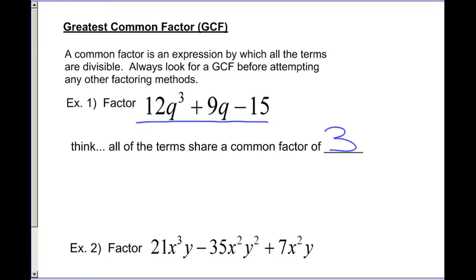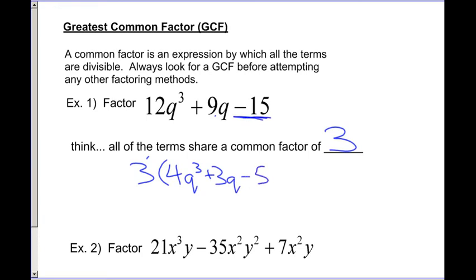They can't all be divided by q because 15 over here doesn't have a q, so you can't divide a q out of it. When we factor it, we put that 3 out front, and then we ask ourselves what would be left over. So if I took my 12q cubed and divided it by 3, I'd be left with my 4q cubed. 9q divided by 3 gives me 3q. So I'll write that over here. And finally, negative 15 divided by 3, that'll give me negative 5.